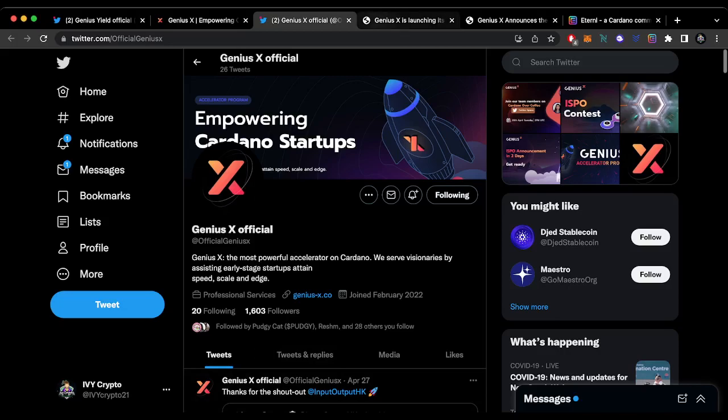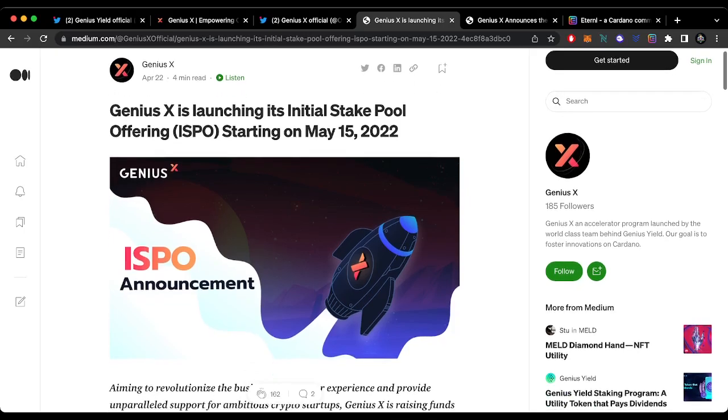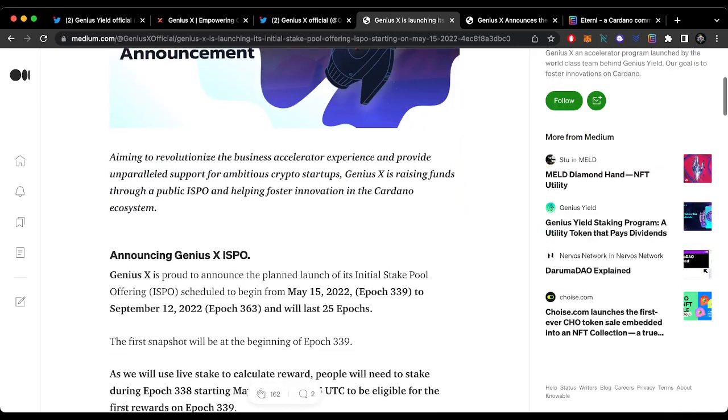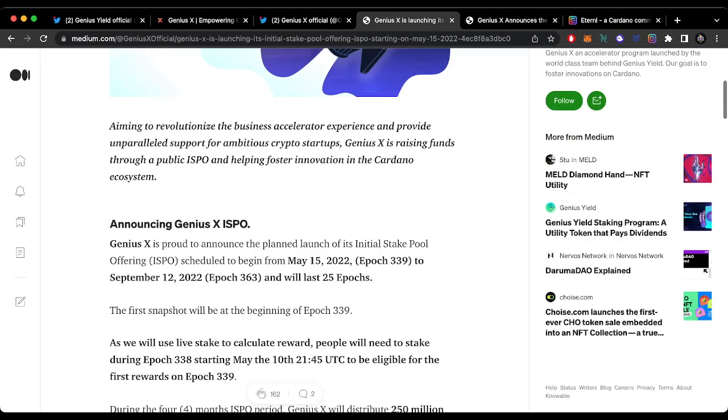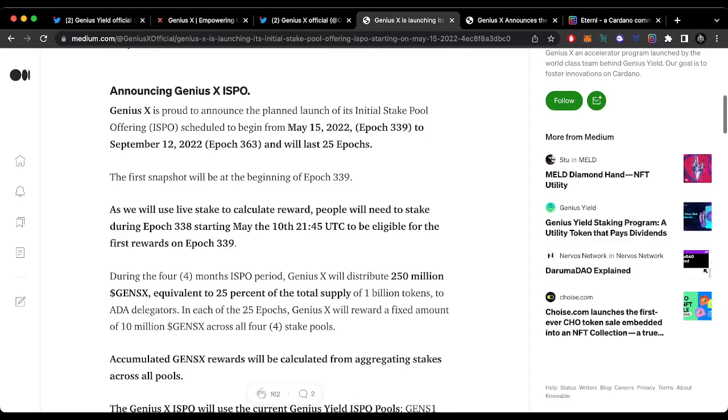So let's have a look at the official announcement here from April 22nd. Genius X is launching its ISPO starting on May 15th. So aiming to revolutionize the business accelerator experience and provide unparalleled support for ambitious crypto startups, Genius X is raising funds through a public ISPO and helping foster innovation in the Cardano ecosystem. So the important stuff that we need to know, guys. So this ISPO begins on May 15th. That's not very far away.